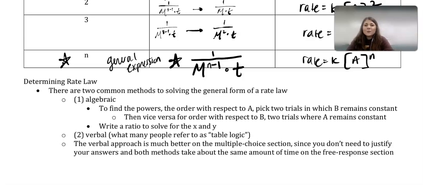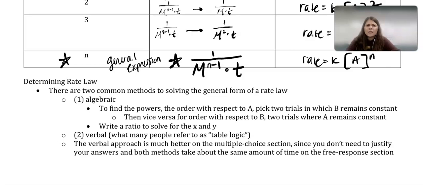So there are 2 ways to do it, the most common methods. The first is algebraically. To find the powers, the order with respect to A, you're going to pick 2 trials in which the other reactant remains constant. And then it will be vice versa. If you're solving for the order with respect to B, you'll find 2 trials where A remains constant.